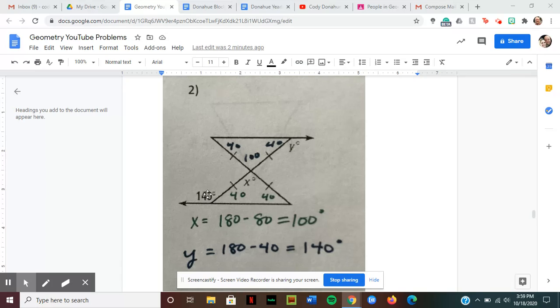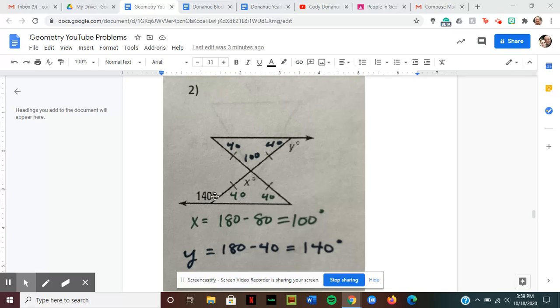So starting off, I'm just given this 140. The rest of the stuff I already filled in. I'm asked to find these two things based off that. With 140 and this angle right here, these two angles make a linear pair, which means they're supplementary. So I can subtract 140 from 180 and get that this is going to be 40 degrees.